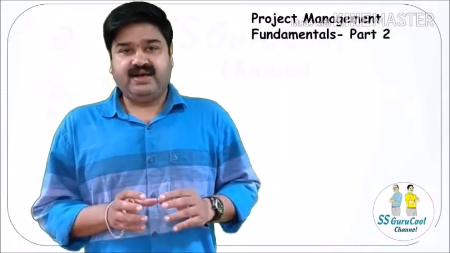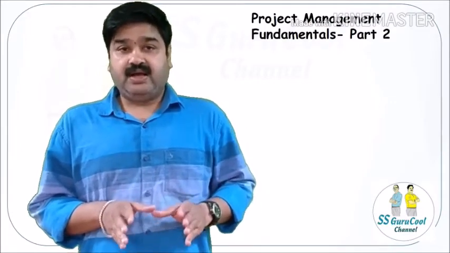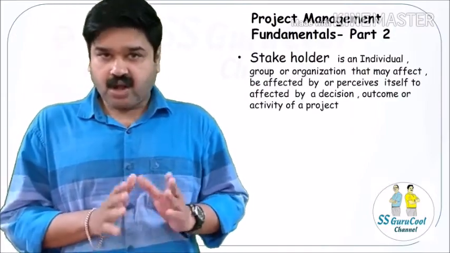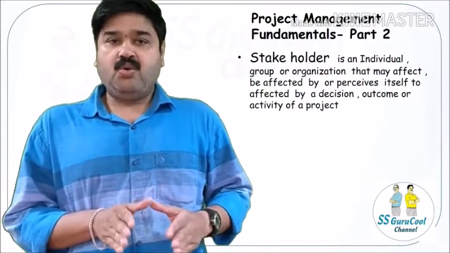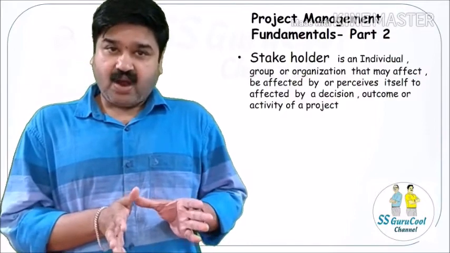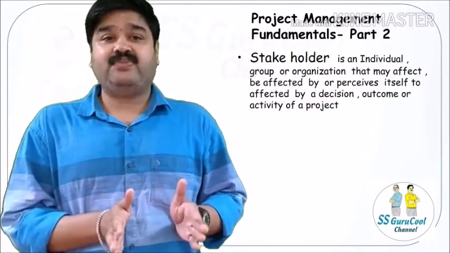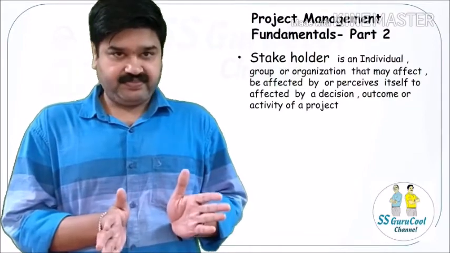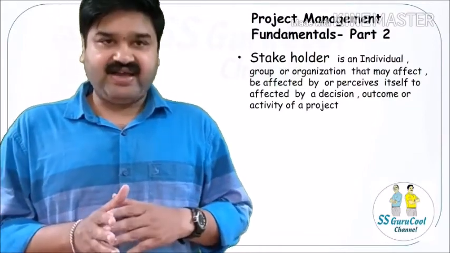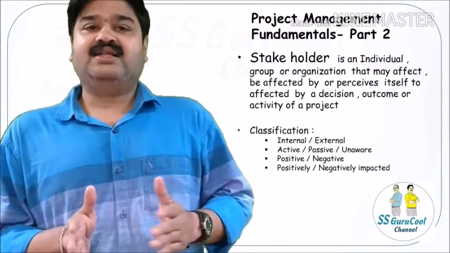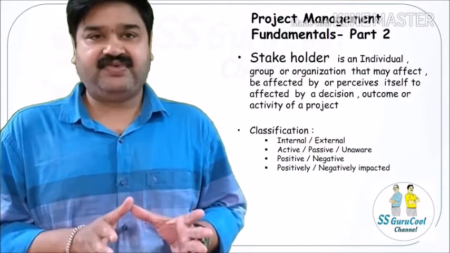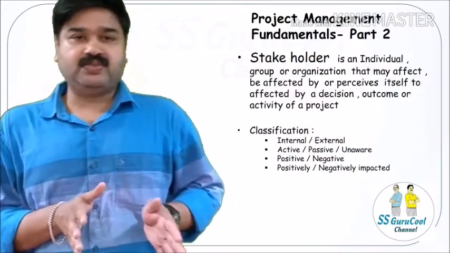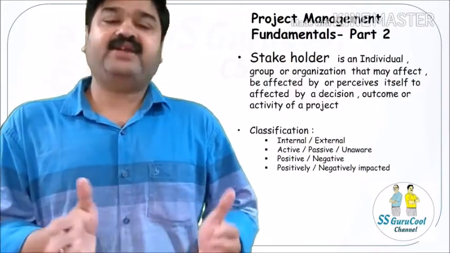Now let us look at some definitions. The number one definition is stakeholder. The stakeholder definition is pretty loaded. A stakeholder is an individual, a group or an organization who impacts or gets impacted, or deems or assumes itself to be impacted, by an activity, outcome, or result of a project. There are various ways to classify stakeholders. There are internal stakeholders and external stakeholders. One other way of classification is positively impacted and negatively impacted. One other possible classification is positive towards the project and negative towards the project.